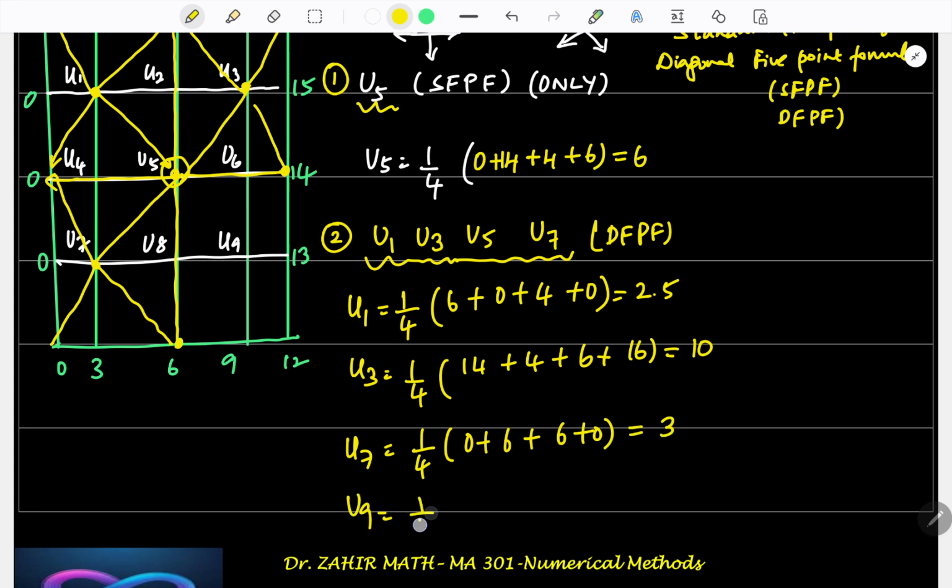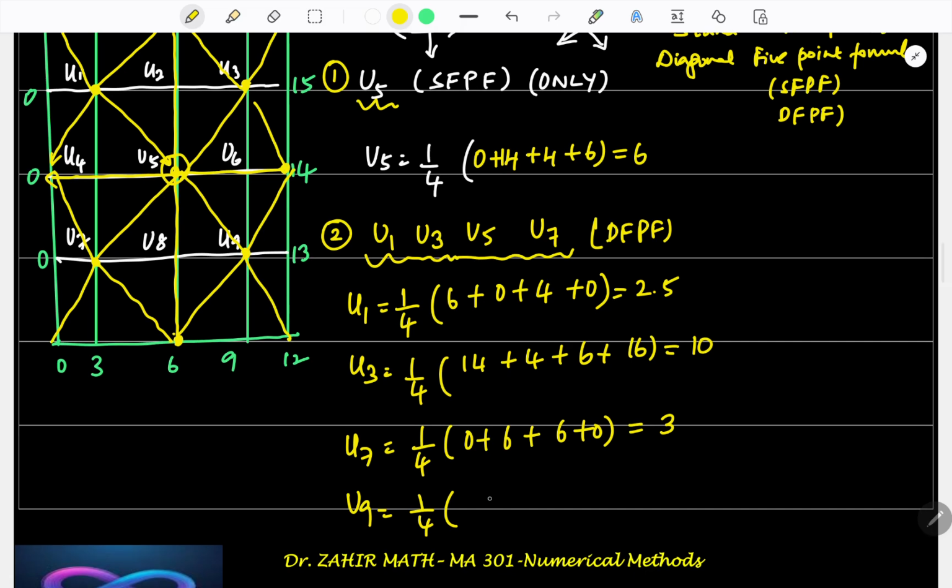Next u9 I'm going to calculate, 1 by 4 of, this is your u9 temperature, right? So you're going to calculate this point and this point and this one and this one, right? So in this way, what are we going to calculate? u5. u5 is how much? Which is 6 plus 12 plus 6 plus 13, right? 6 plus u9, 14, sorry. 6 plus 14, which is equal to 9.5.